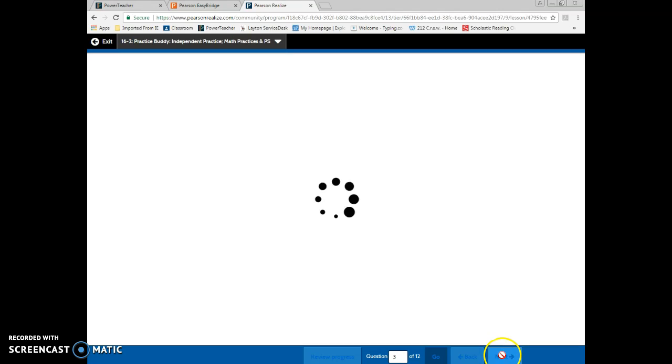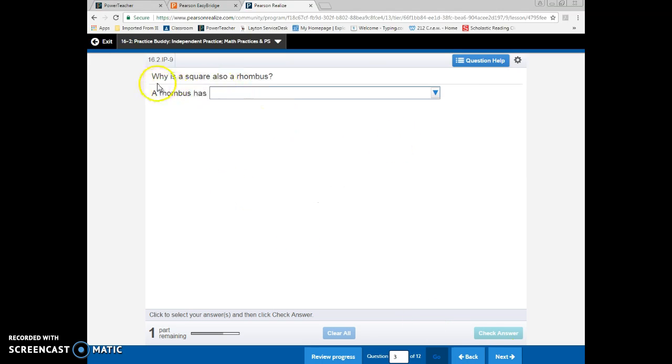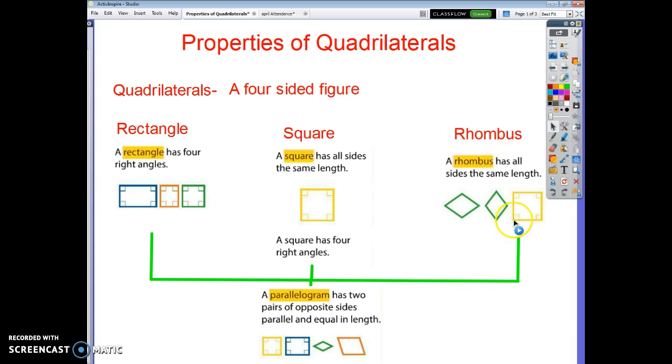So for today's lesson, you're going to be zipping through why is a square also a rhombus. Let's take a look at this problem, because not all of them are going to be like the first 2. Why is a square also a rhombus? Well, a square has all sides the same length, and a rhombus has all sides the same length. That's kind of neat. The answer was right in our notes.